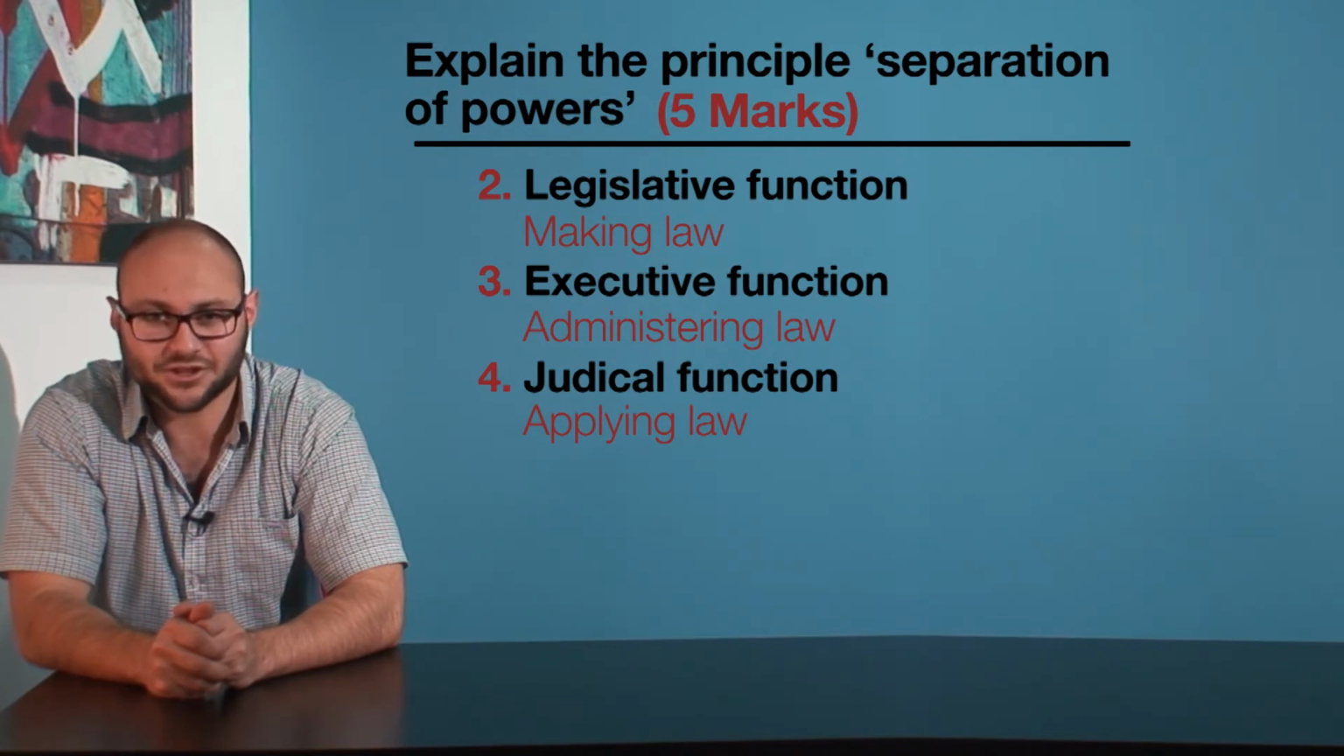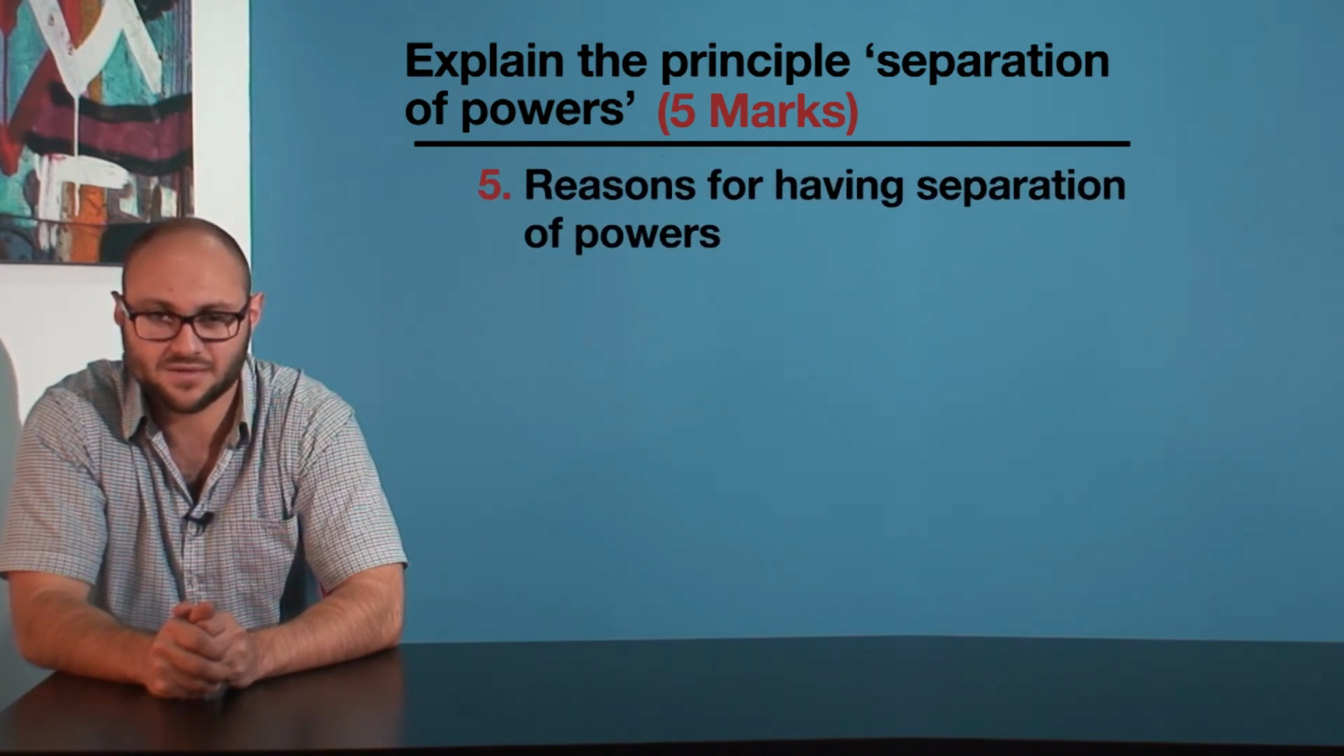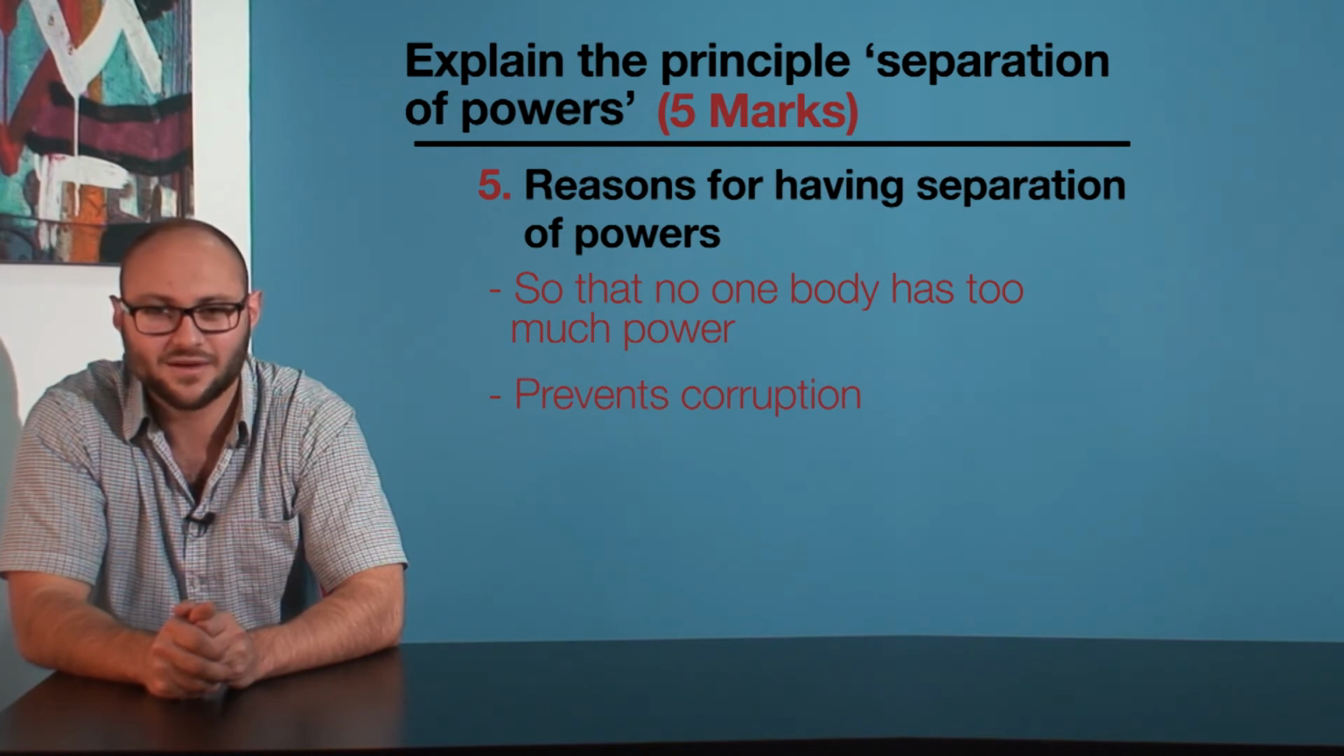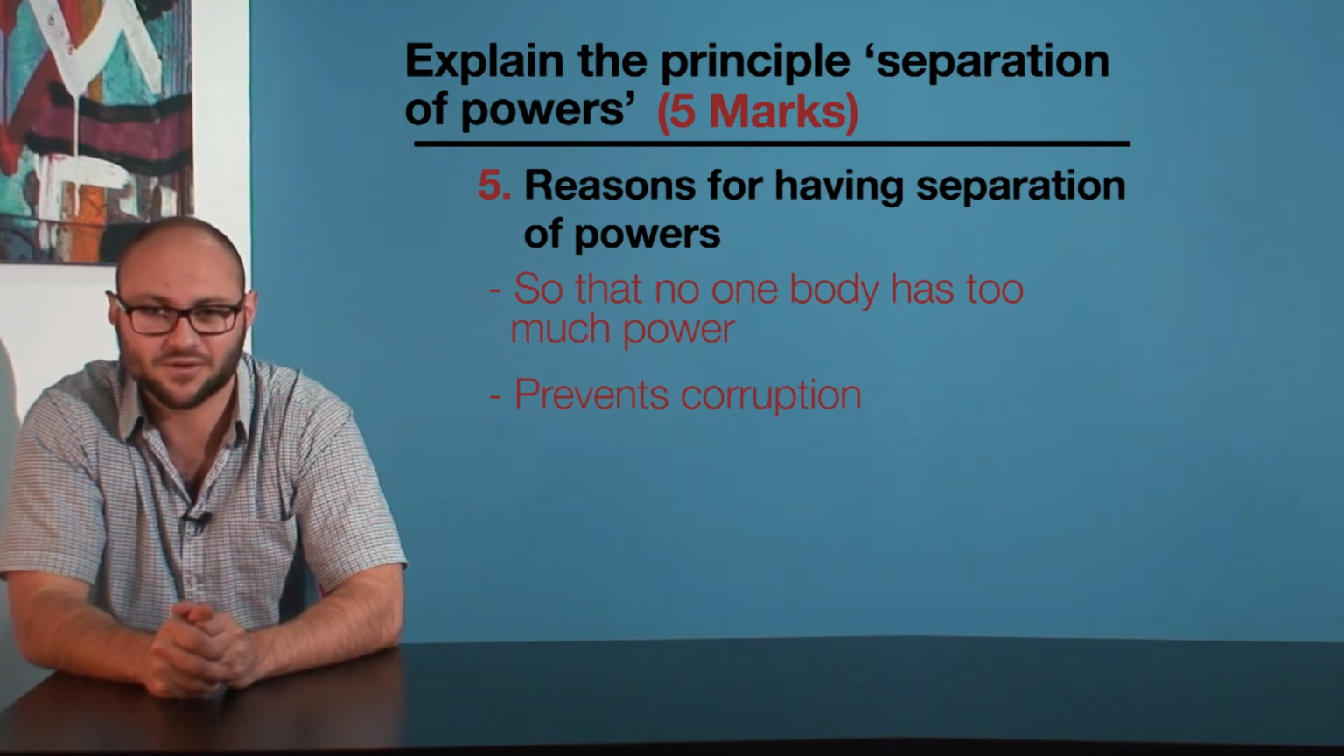Finally, you need to mention the reason for the separation of powers. We need it so that no one body has too much power, and therefore this principle prevents corruption. So there we go. That's how you answer a question on the separation of powers.